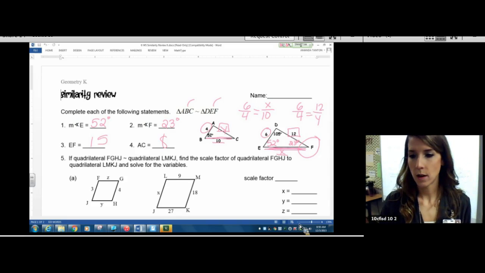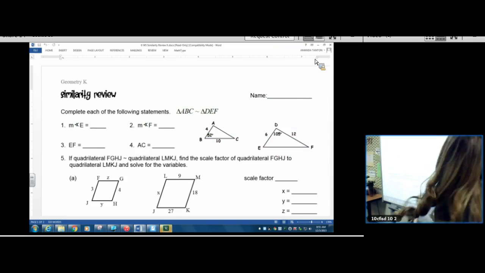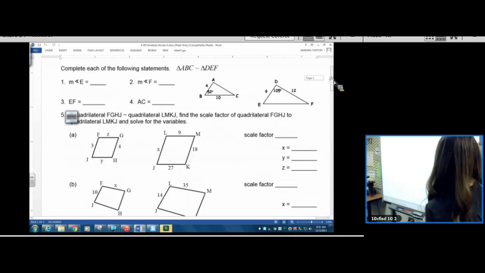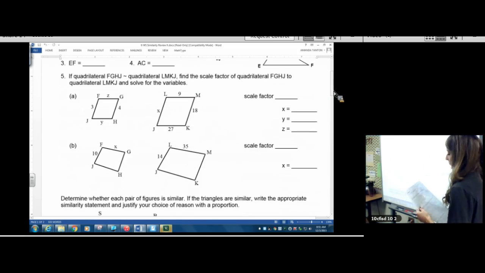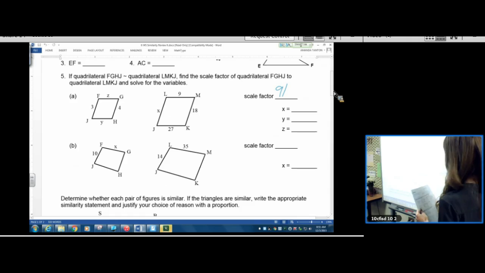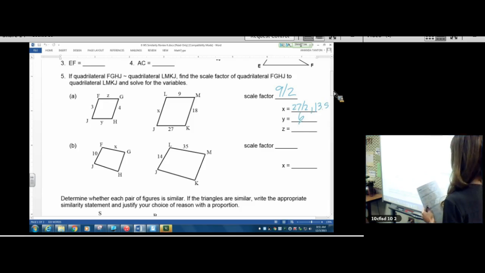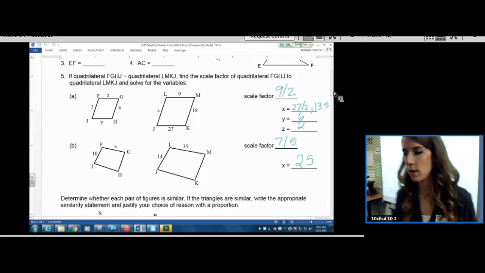And you will get 8. All right? Get to that, Pavan. All right, so the next portion, I have scale factor 9/2. X is 13.5 or 27 halves. 6, 2, 7 over 5, and 25. Any questions about those?